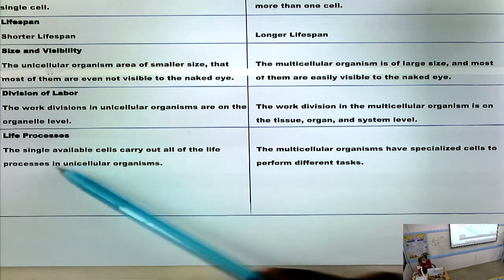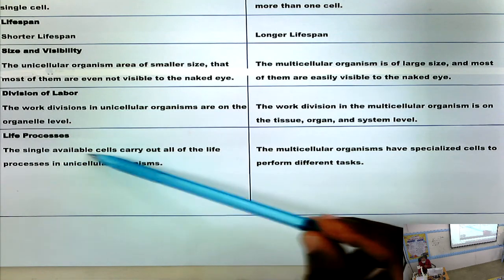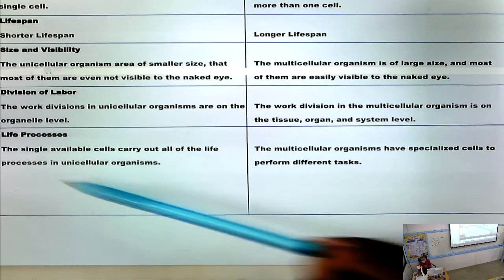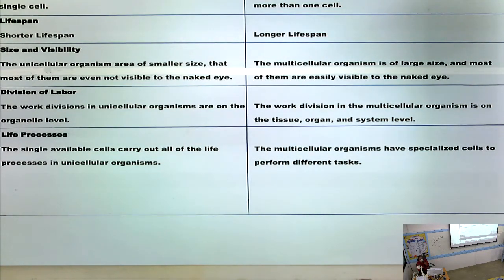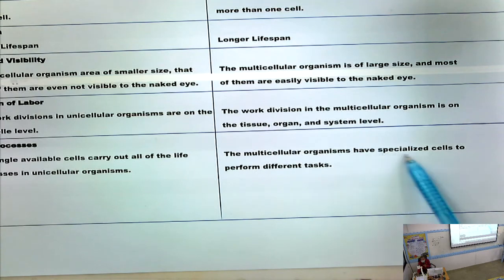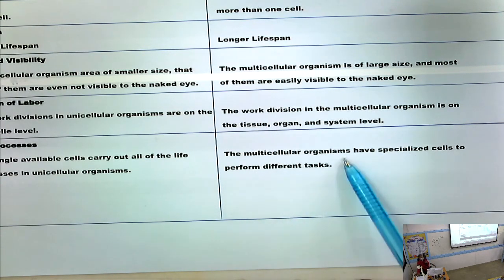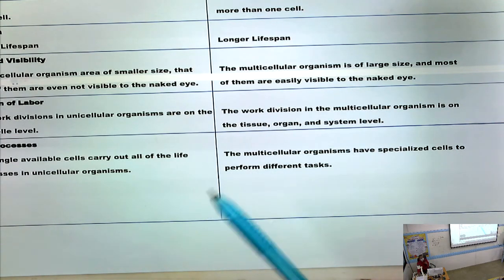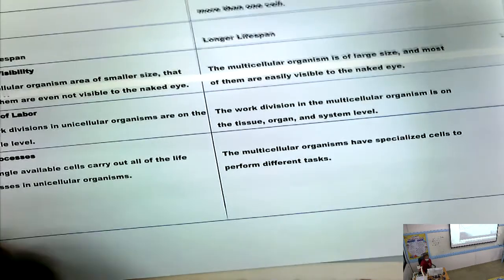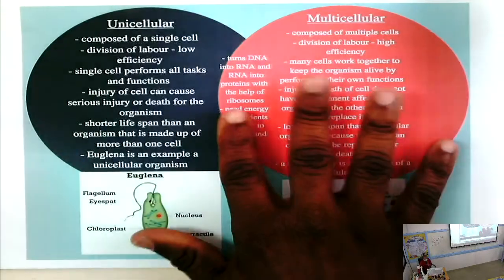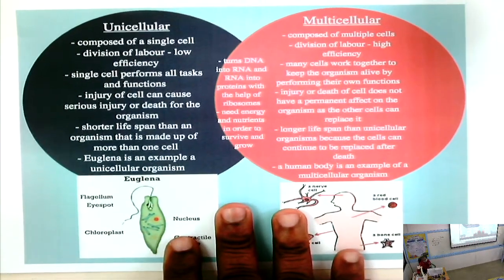Then we move on to life processes. The single cell carries out all of the life processes in the unicellular organism. They do all the things that make them exist. But when we look at the multicellular organism, it has specialized cells to perform different tasks. Each group of cells has a special task that it performs for the existence of the organism. So to sum up what we are talking about, as our time is running out, this is the summary of what we're talking about.